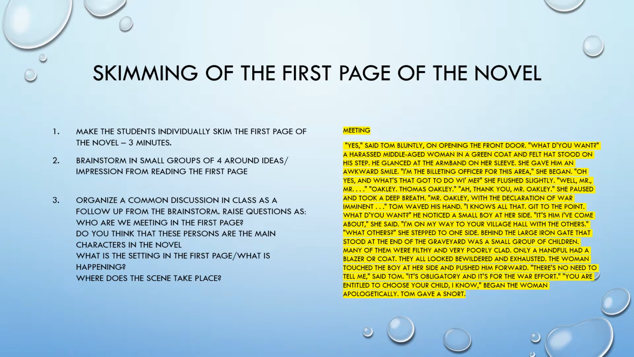Then I would go on to an activity of skimming the first page of the novel, as I have marked here in yellow in this presentation. I would ask the students to individually skim the first page of the novel. I will give them around 3 minutes to do so. Later on, we will brainstorm in small groups of 4 around ideas and impressions they get from reading the text on the first page. And last, I will organize the common discussion in class as a follow-up from the brainstorm.